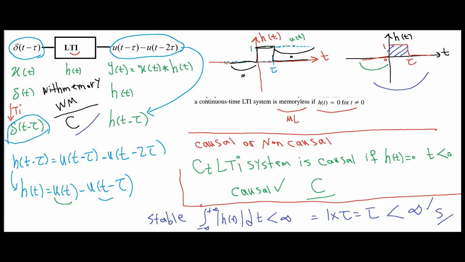In this problem, we determine the impulse response of an LTI system using the given input and output. Then we examine three properties: memory, causality, and stability.